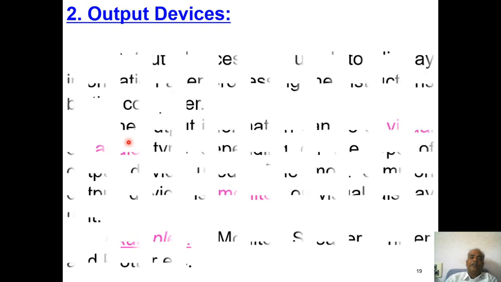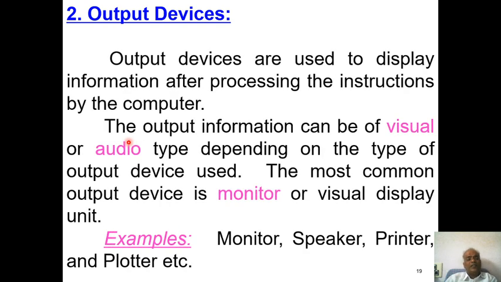And the next one is output devices. Output devices are the counterpart for the input devices. Why are they counterparts? Input devices accept the information from the user, and those input devices give information to the computer system. Whereas output devices display the information to the outside world.